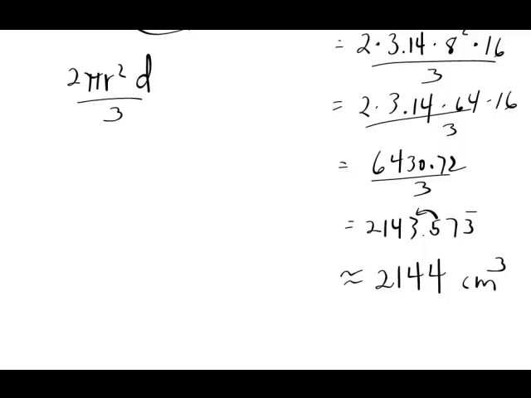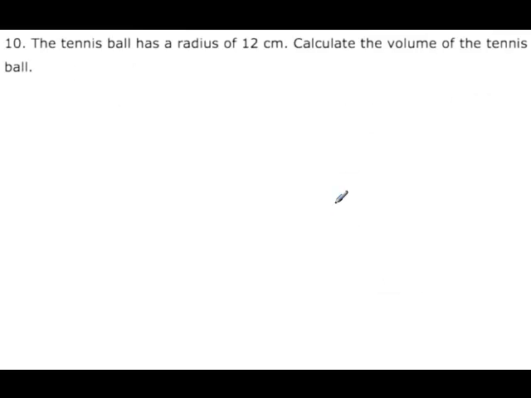All right, and the last one. The tennis ball has a radius of 12 centimeters. Okay, that's a big tennis ball. Calculate the volume of the tennis ball. So here's my tennis ball. Okay, it has a radius of 12. So again, halfway across, 12 centimeters.